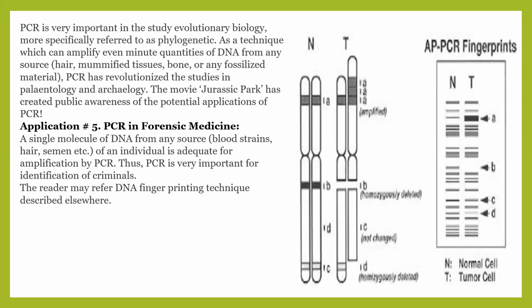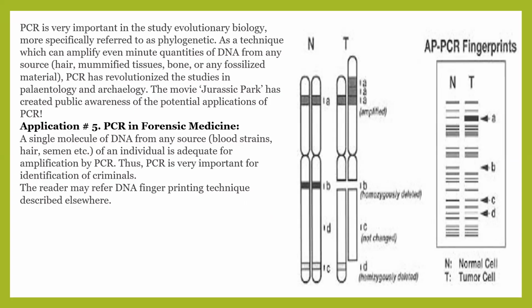PCR is very important in the study of evolutionary biology, which is known as phylogenetic biology. It is used to amplify even minute quantities of DNA, very small quantities of DNA from any source. The source could be hair, mummified tissue, bone, or any fossilized material, because we are using it in phylogenesis. So PCR has revolutionized the studies in paleontology and archaeology. The movie Jurassic Park, I think many of you have watched, has created public awareness of the potential application of PCR.